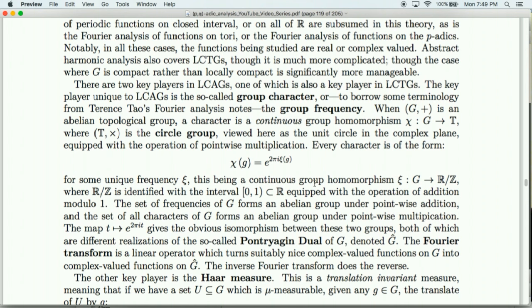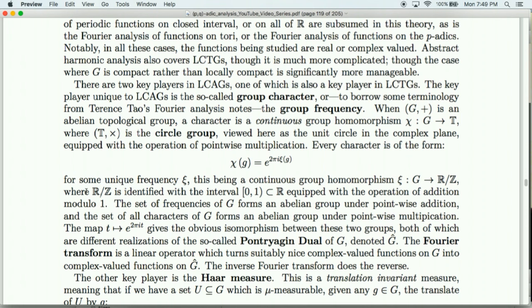Every character is then of the form chi of g equals e to the 2 pi i xi of g for some unique frequency xi, where a frequency here is a continuous group homomorphism from G to R mod Z, where we're going to always identify R mod Z as the half-open unit interval equipped with addition modulo 1.